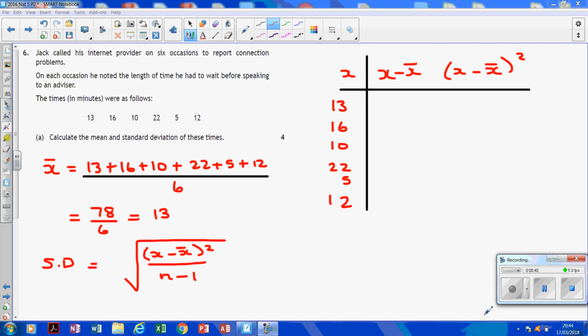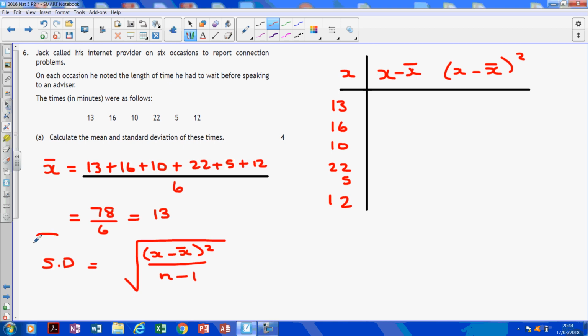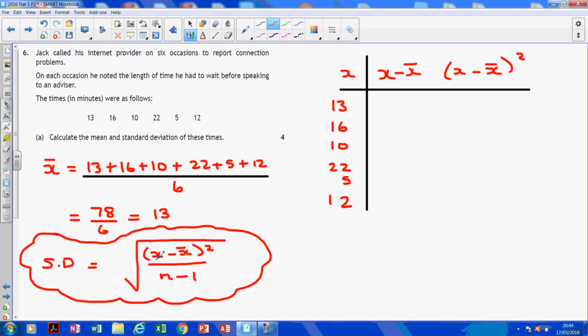Now, to work out the standard deviation, we set up a table. There's the standard deviation formula that comes from your information sheet, so you have that at hand when you're in the exam, and it leads us through what we need. So we start off with our x values, we'll list them down the side of the table. Then we want x minus x bar, that's that bit there, but we want to square them as well, so it leads us through this table.